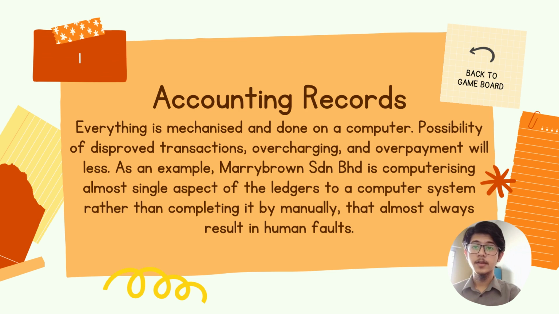Accounting records. Everything is mechanized and done on a computer. The possibility of fictitious transactions, overcharging and overpayment will be less. As an example, MarryBrown's is computerizing almost every aspect of the ledgers into a computer system rather than completing it manually, which almost always results in human faults.